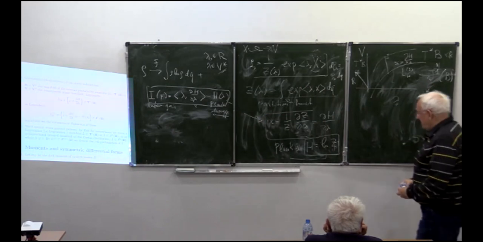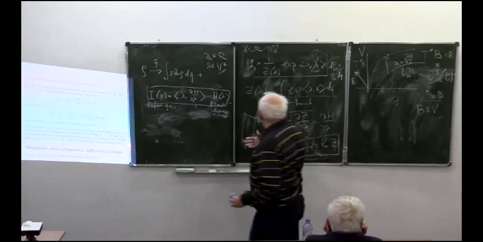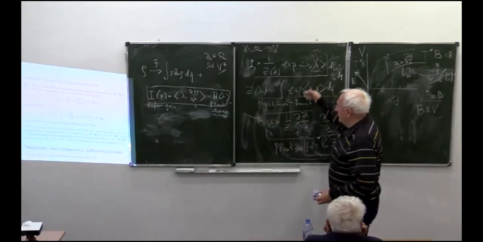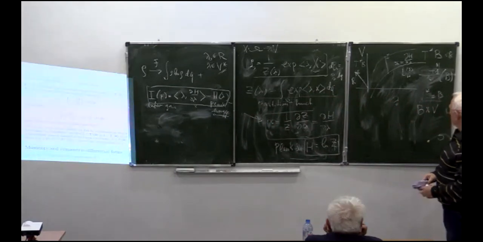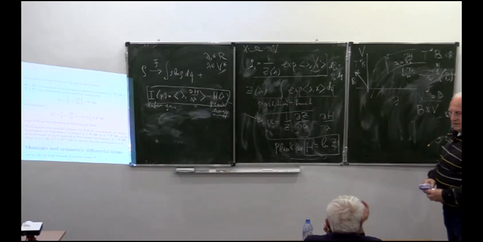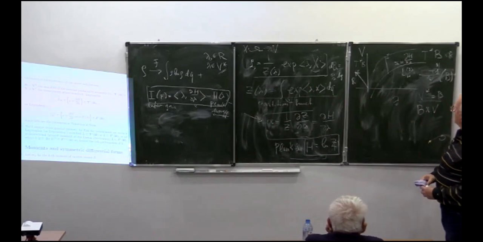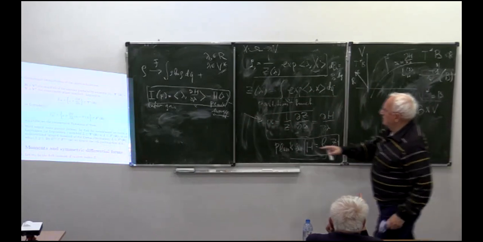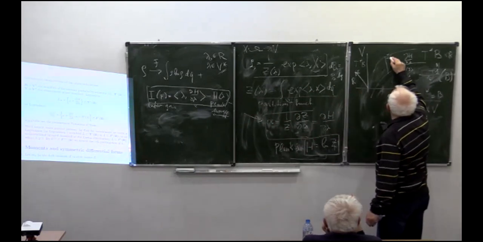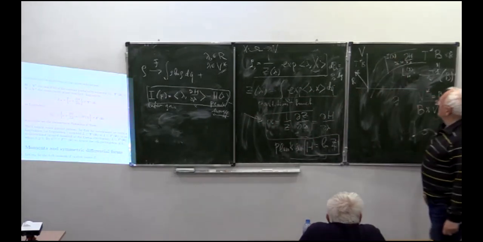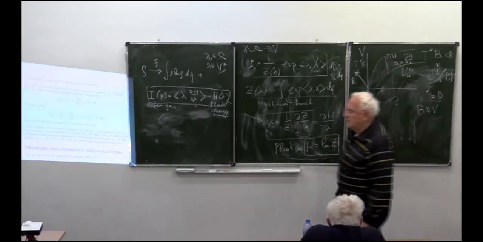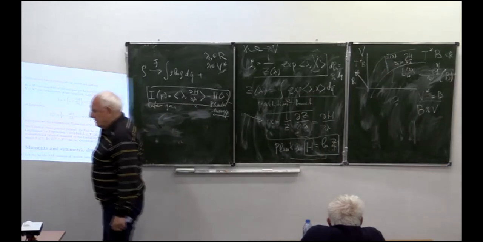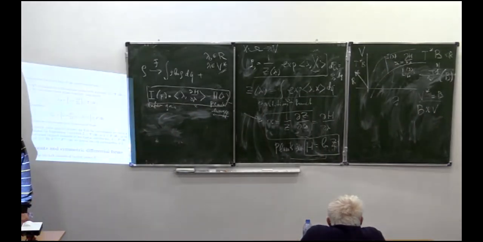So this is simply a geometrical interpretation of all these calculations. Here we have lambdas. So this is I of lambda. I of lambda.